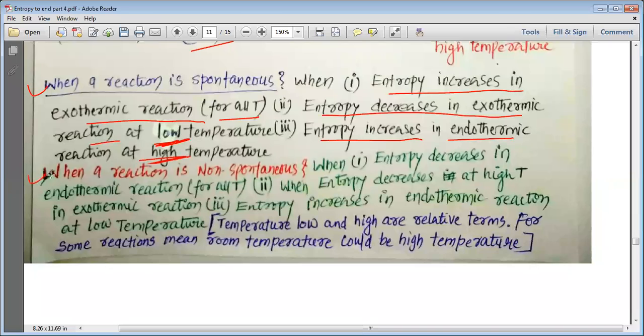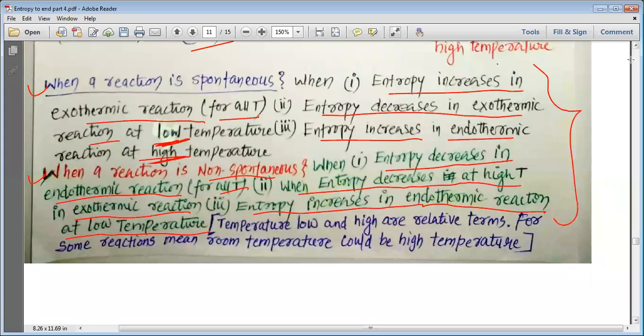Same way, my dear students, we can understand when a reaction is non-spontaneous. When entropy decreases in an endothermic reaction, it is non-spontaneous. When entropy decreases at high temperature in an exothermic reaction, it is non-spontaneous. When entropy increases in an endothermic reaction at low temperature, it is non-spontaneous. These are the three conditions under which the reaction is going to be non-spontaneous. So these are the six conditions we have studied using the Gibbs free energy equation.